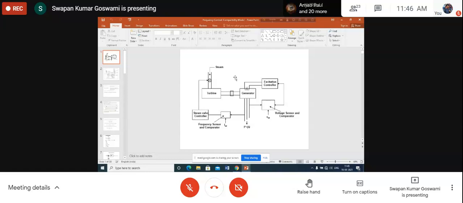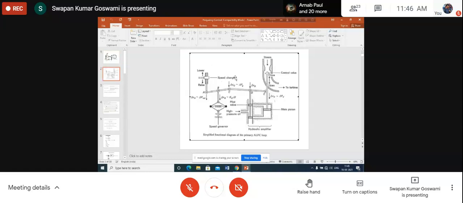Okay, now let us come to the frequency control. The frequency control is implemented through speed governing mechanisms, the speed governor. This is the schematic diagram of the speed governing mechanism of the synchronous generator. This is a simplified functional diagram of primary ALFC.